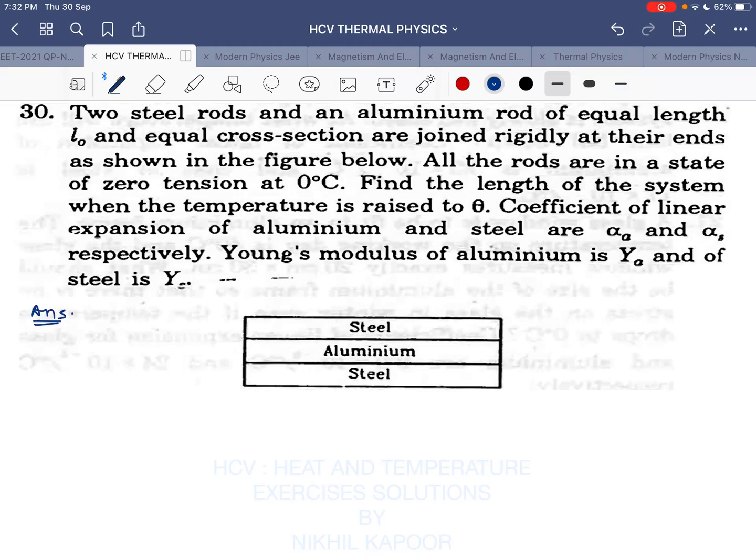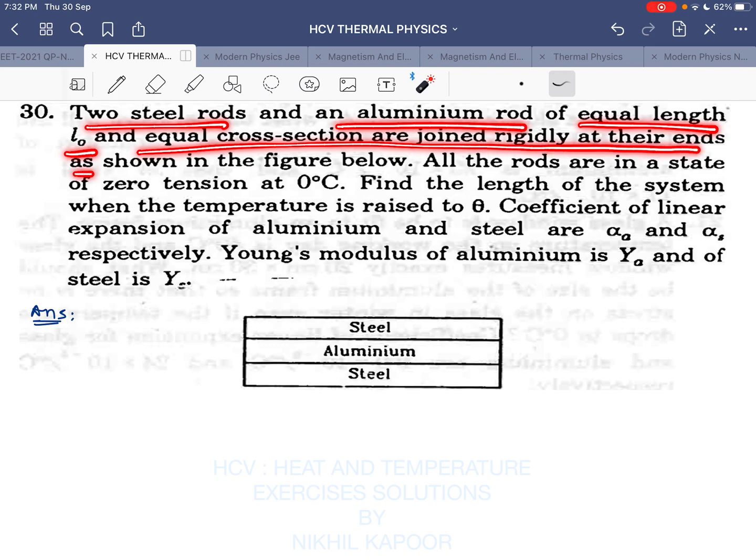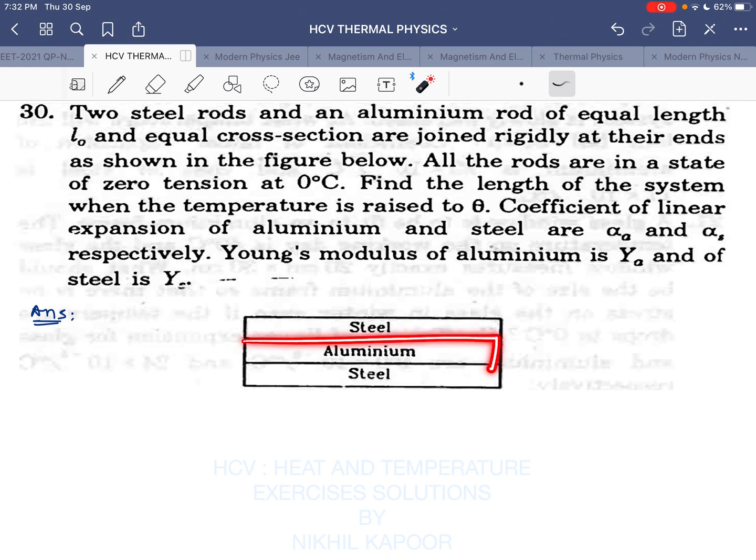So let's start with the 30th example, and here it is said that two steel rods and an aluminium rod of equal length L0 and equal cross section are rigidly joined at their end as shown in figure. So this is steel rod and the aluminium rod is sandwiched between them. Their initial lengths are same. All the rods are in a state of zero tension, so they are in their original length.